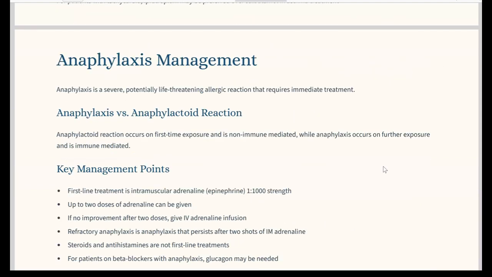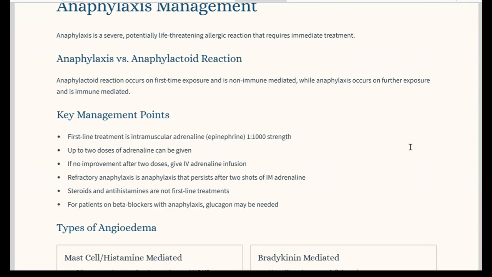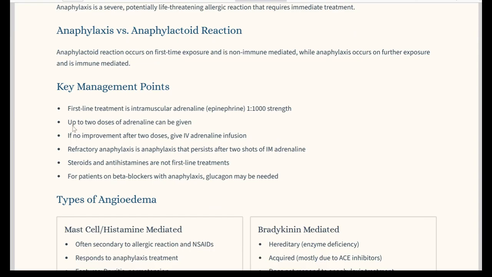Anaphylaxis. They ask you this question: anaphylaxis versus anaphylactoid reaction. This will be there in your MCQs. Anaphylactoid reaction occurs on first time exposure and it is not immune mediated. This can come as a physiology question or a pharmacology question. It can confuse you, but they will ask you this in some capacity as physiology or pharmacology, both. While anaphylaxis occurs on further exposure and is immune mediated. Key points here, all of these are MCQs, all of them. First line treatment is IM adrenaline in anaphylaxis.